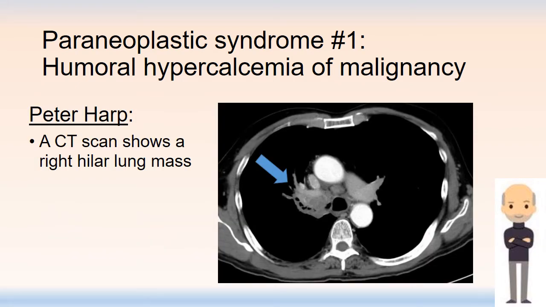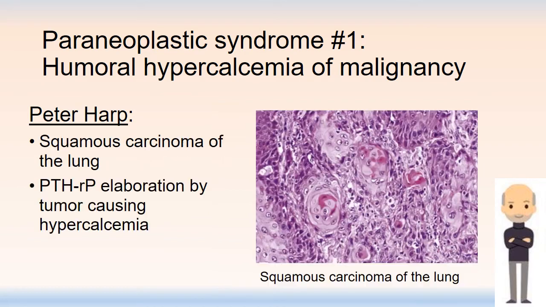And sure enough, we do a CT scan, and it does show a right hilar lung mass. And for those of you who remember what I said about lung cancer histology and where certain tumors arise, you might already be thinking about what this particular tumor that is encroaching on the bronchus itself might be. And indeed, the biopsy shows a histology of squamous carcinoma of the lung.